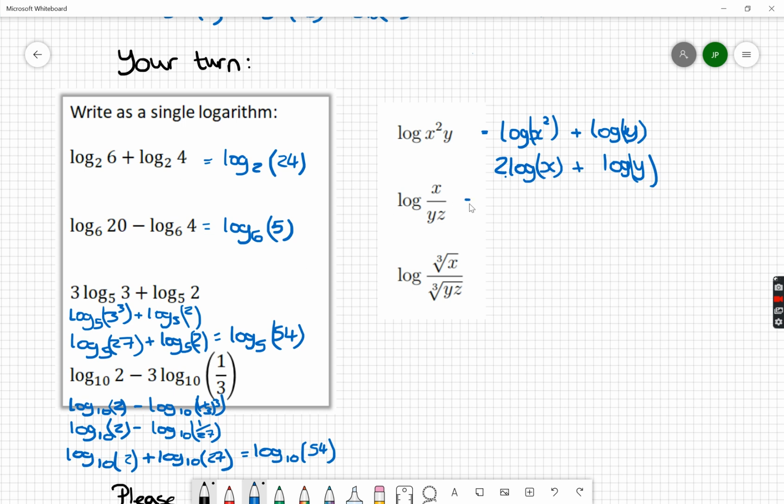This second one, separate them, so we'll have log x minus log y plus log z.